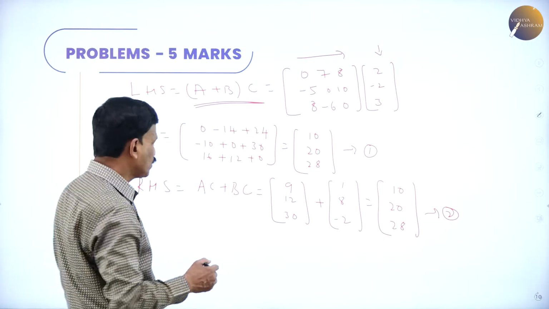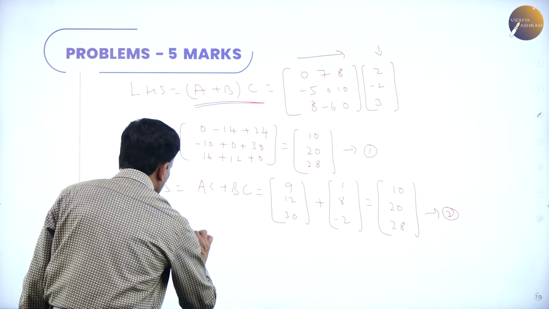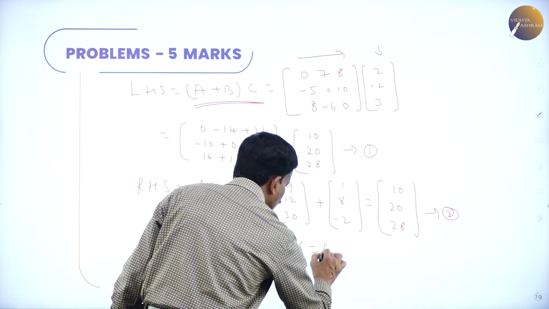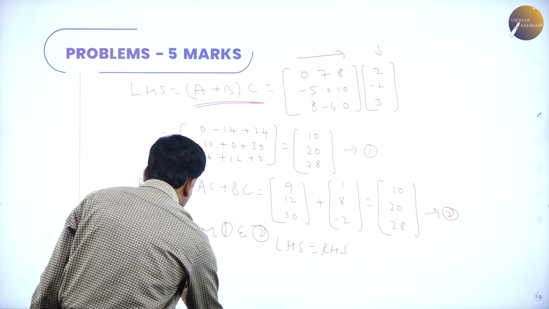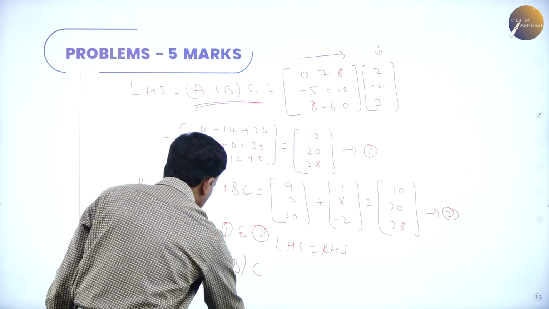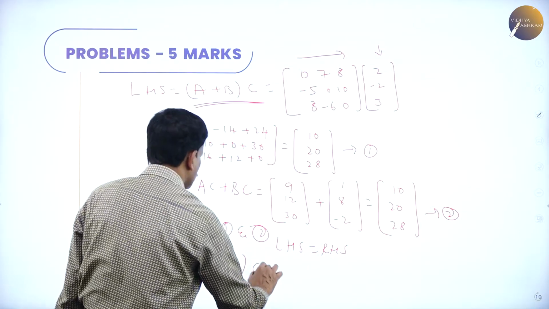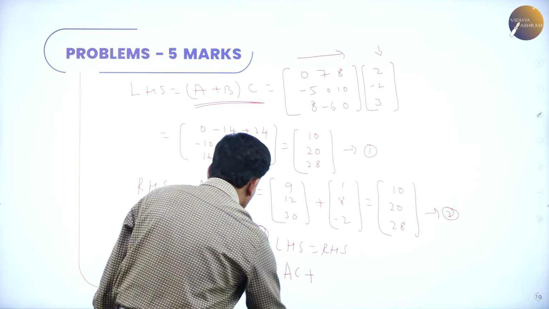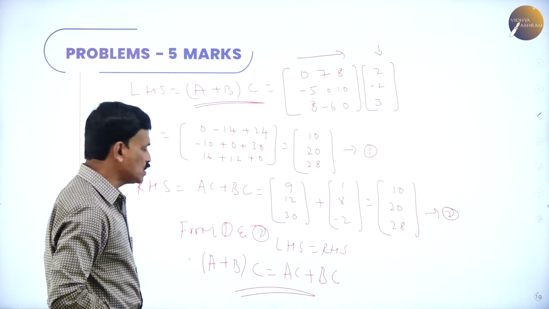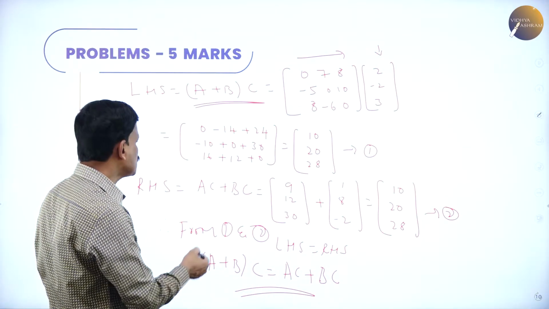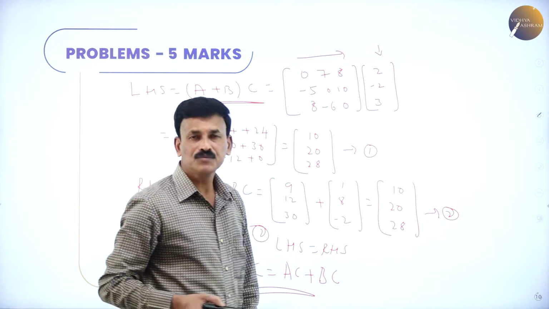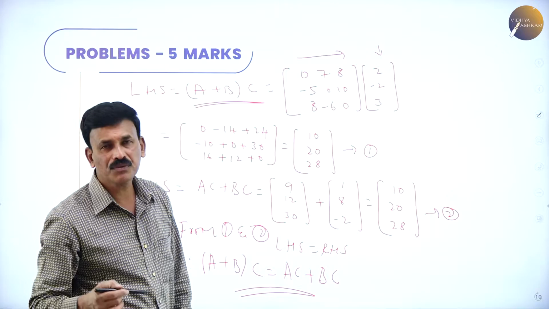From 1 and 2 you can say that LHS is equal to RHS. So therefore we can write matrix A plus B into C is equal to A into C plus B into C. That's it. A plus B into C is equal to AC plus BC, which is the required answer. That's it. Okay. This is also very, very important for 5 marks.